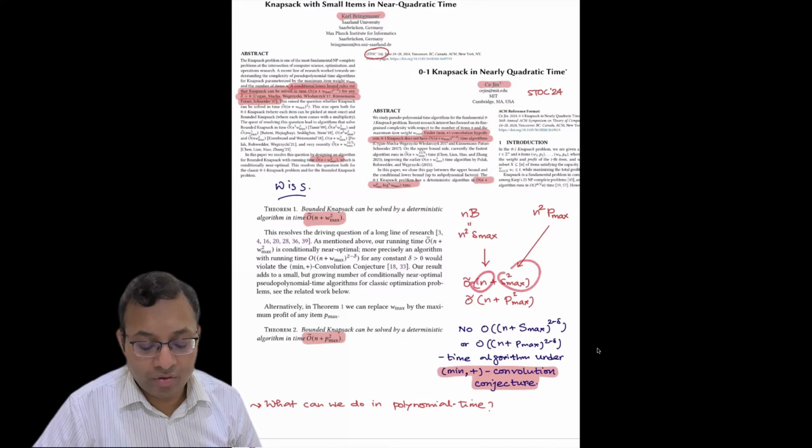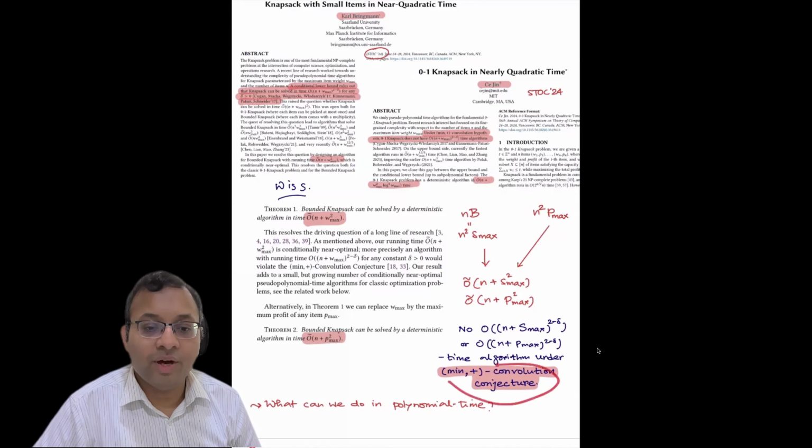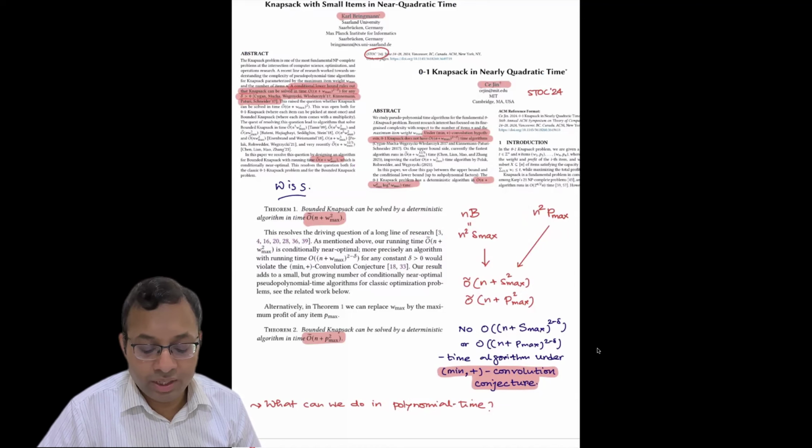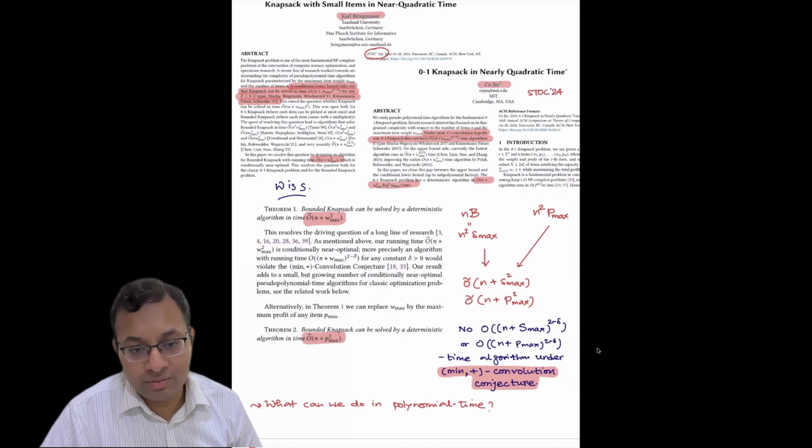And there is also a proof, based on a conjecture called the min plus convolution conjecture from fine-grained complexity, that shows that this is kind of the best you can do. You cannot achieve better than order of n plus s max to the power 2 minus delta. So the square is really the bottleneck. And this tilde means that we are hiding some terms which are log of this, so let's say log n, or log s max, or log p max, or some power of that. So we'll say polylog factor.